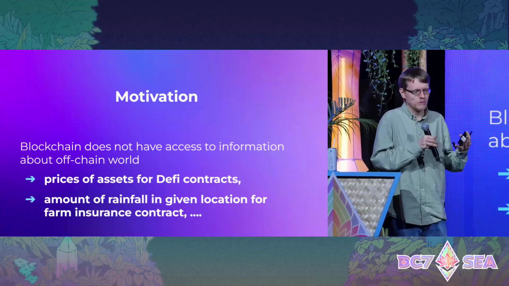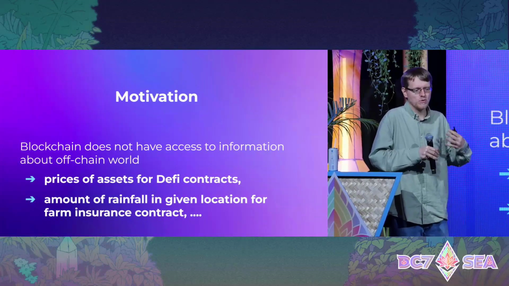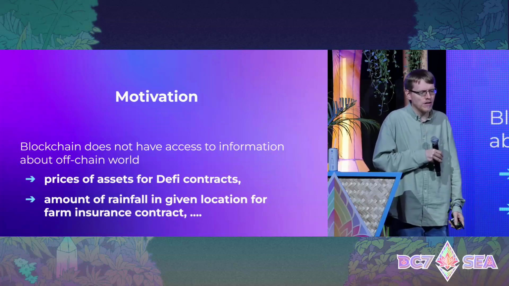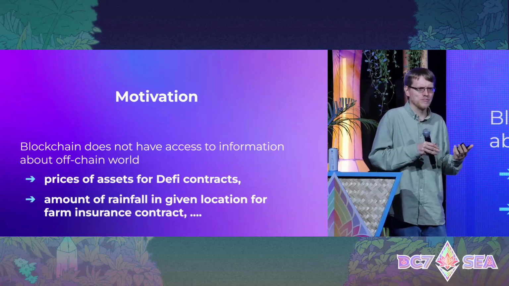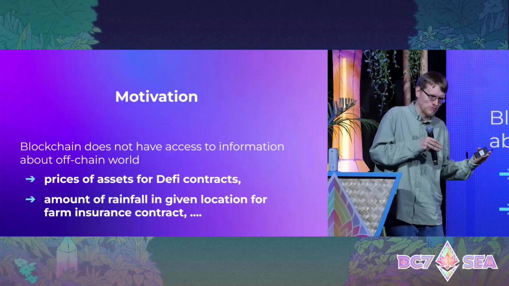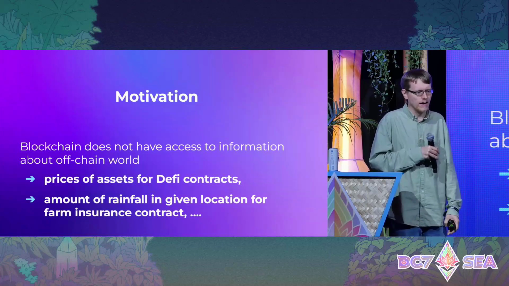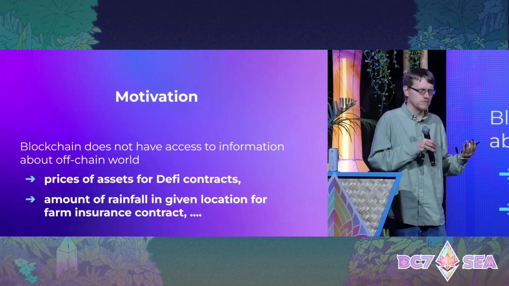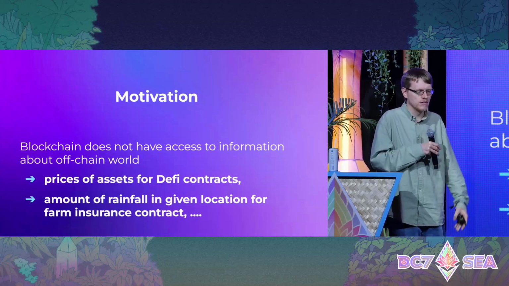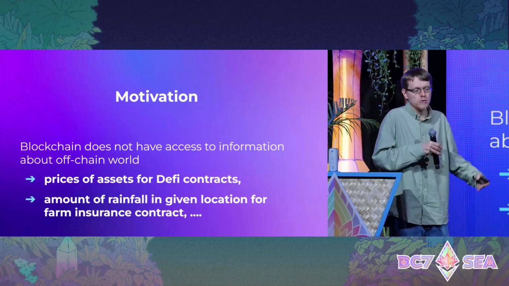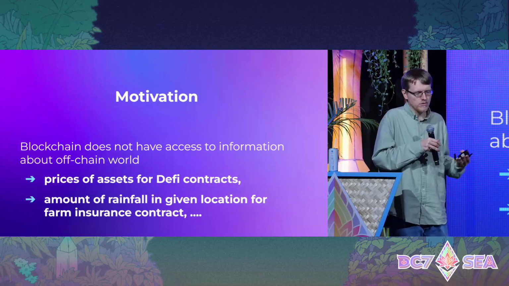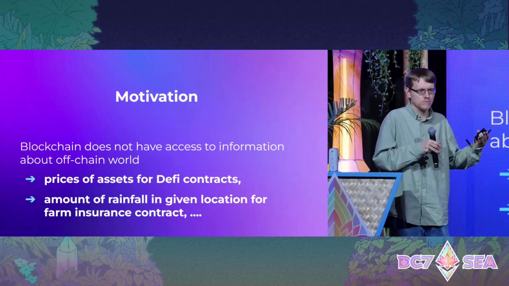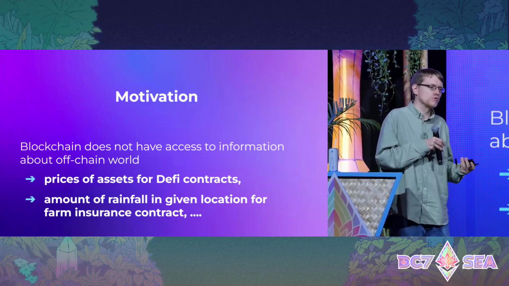What's the goal here? Just recall the basic blockchain oracle problem. You've probably all heard about it many times. Blockchains don't have access to information about the off-chain world. If you want them to know something about the off-chain world, you have to tell them that information. A classic example is you might want an oracle for prices of assets for DeFi contracts. You might want other kinds of mechanisms to bring off-chain information onto the chain, maybe the amount of rainfall in some given location for some farm insurance contract. The mechanism used to do this is called an oracle.